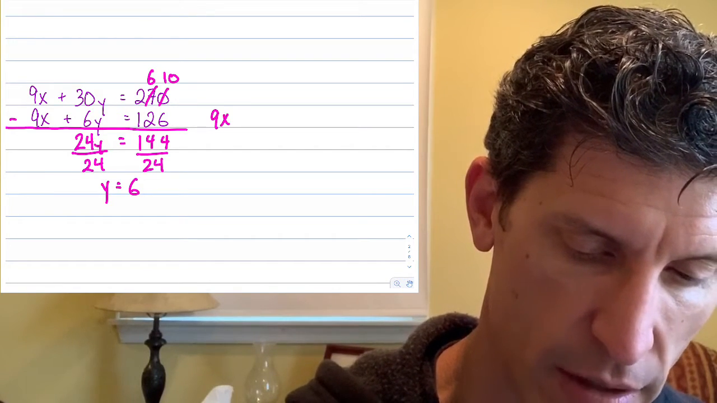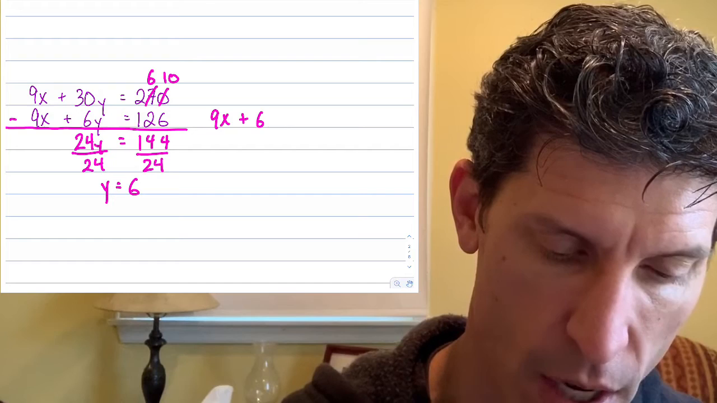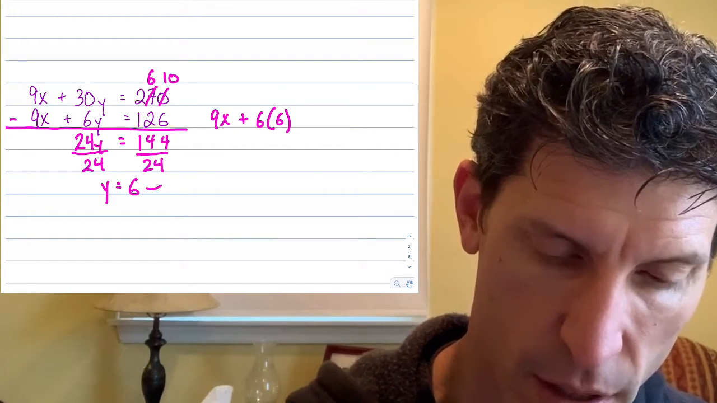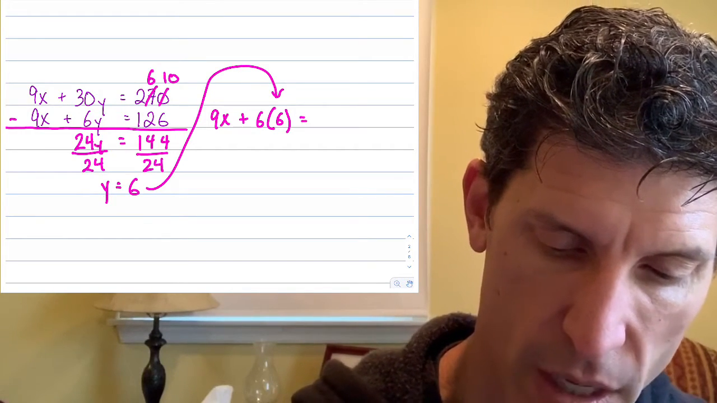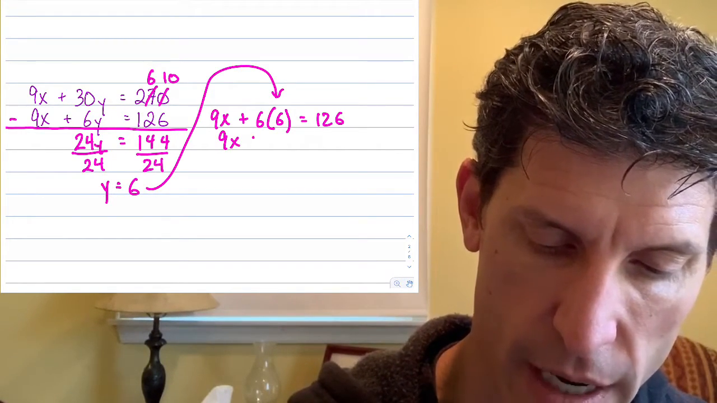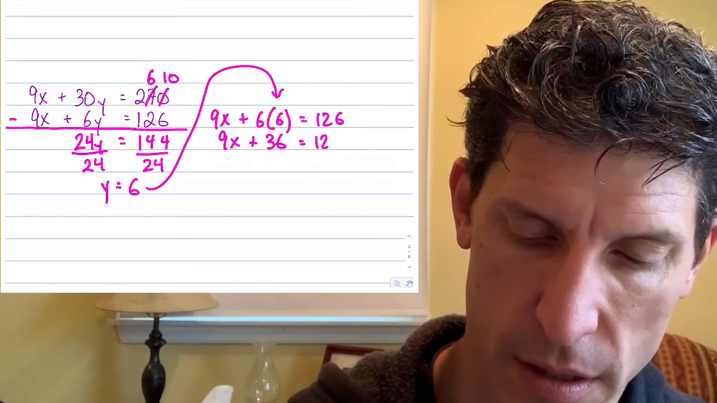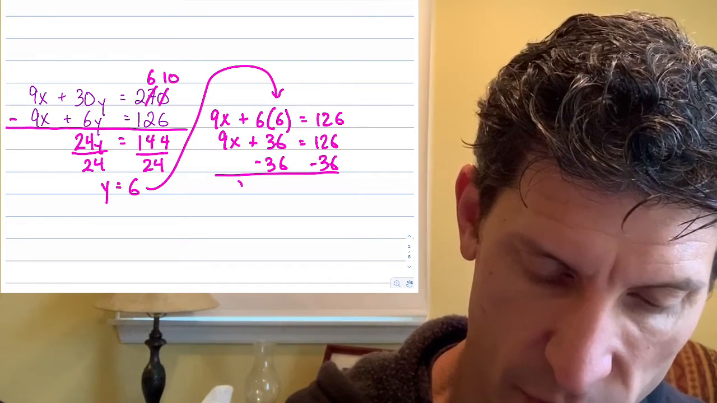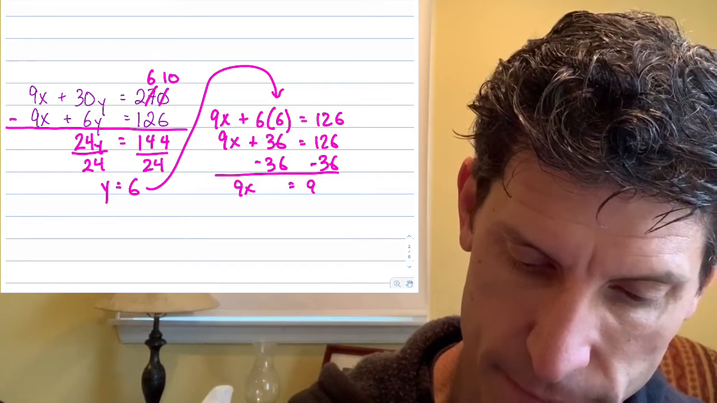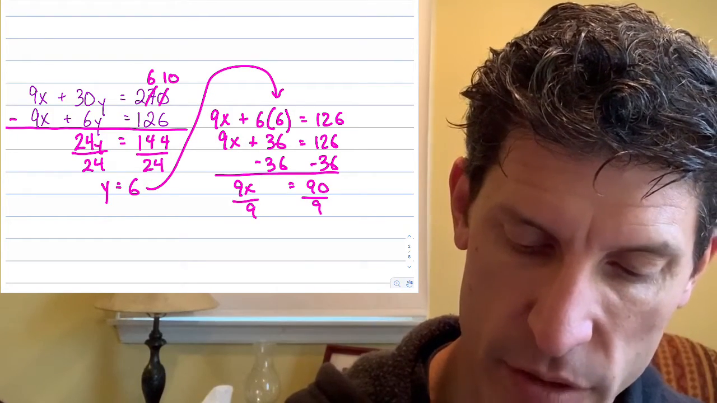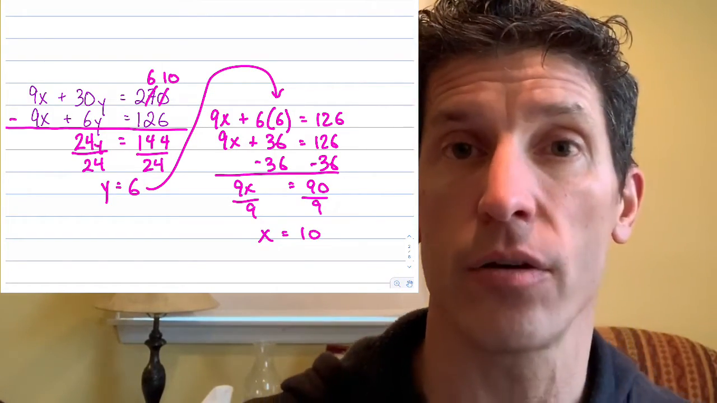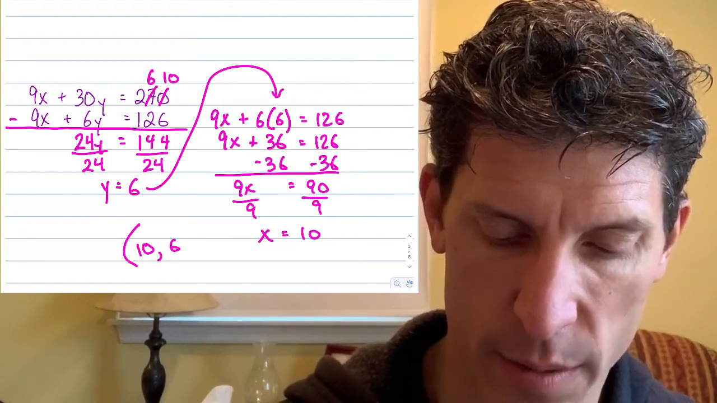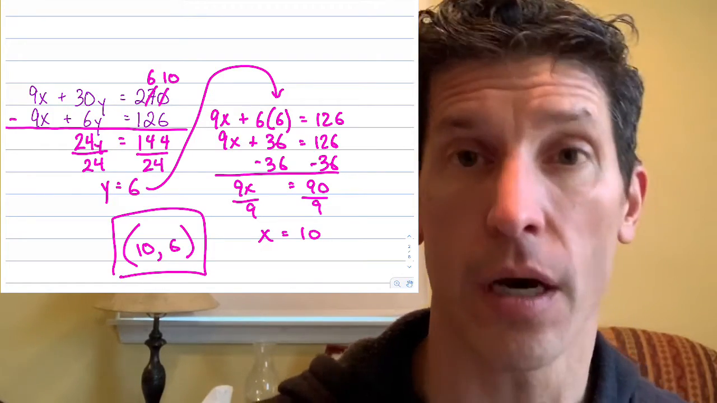This time I like the second looking equation because the numbers are a little smaller. So 9x plus 6y is 9x plus 6 times 6, because this 6 goes there, right? Equals 126. I'm going to do 9x plus 36 is 126. Subtract the 36 from both sides. Divide both sides by 9. This is all algebra that you should be able to handle. And I have my answer. The x comes first because it always does. The y comes second because that's how we write them. And I'm done. That's it.